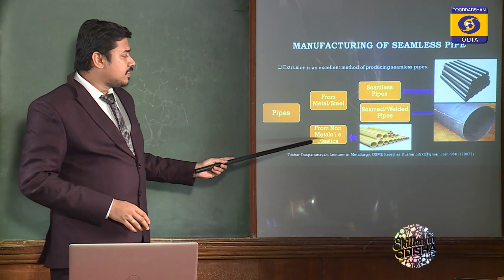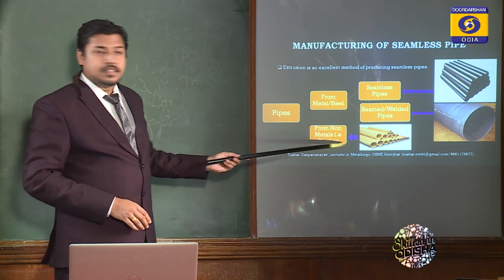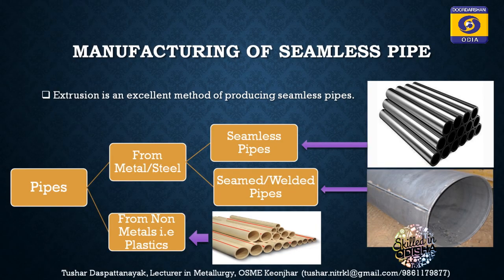For non-metals, that's plastics, PVC pipes are used in cases like electrical wiring. Okay.